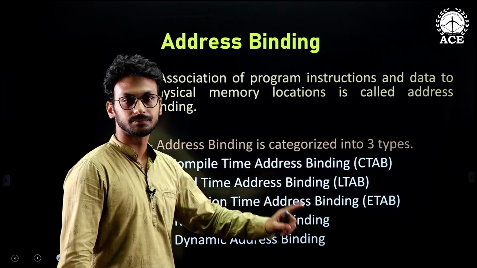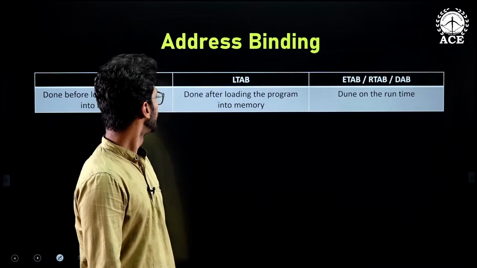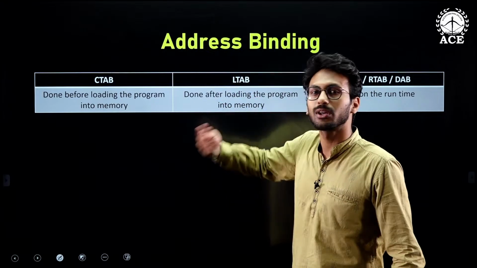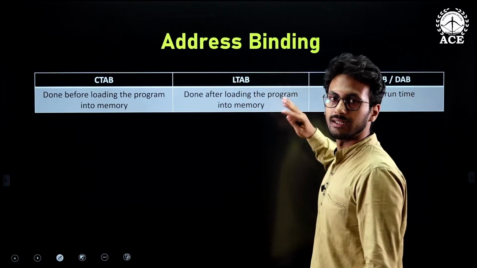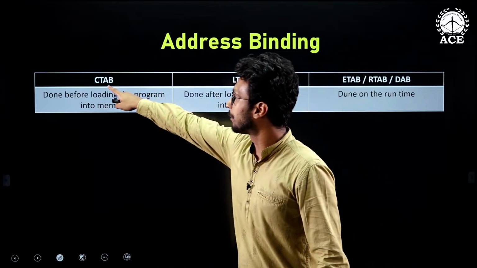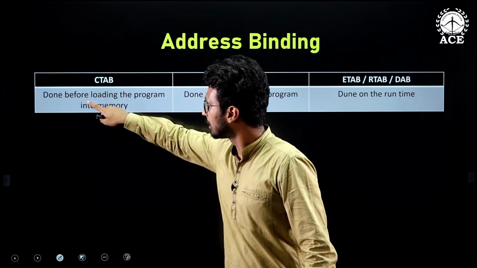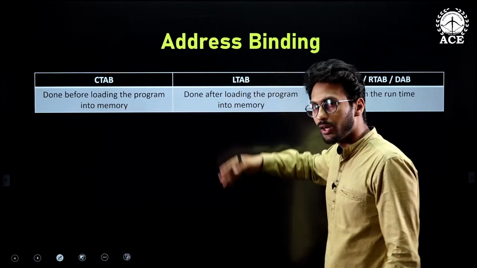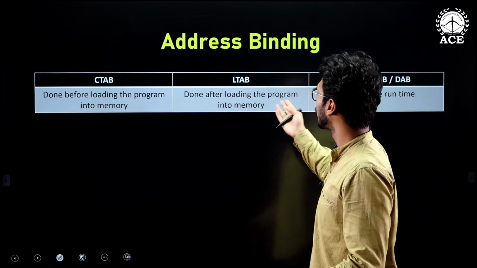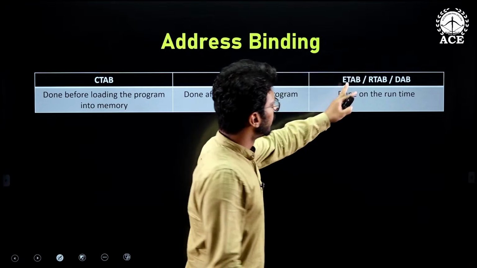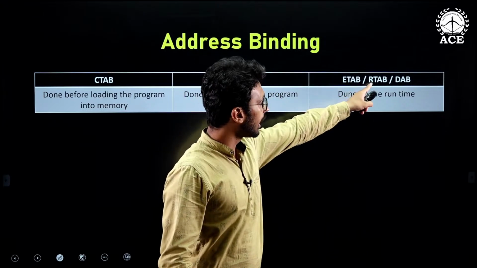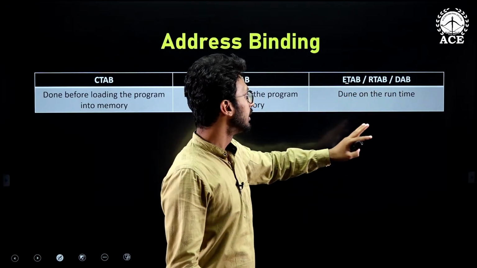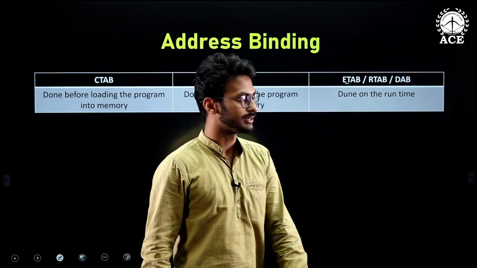Or dynamic address binding. Compile time address binding is very easy. It is done before loading the program into memory. Load time address binding is done after loading the program into memory, and while it is running, runtime address binding. So CTAB, compile time address binding, is done before the program is loaded into memory. Load time address binding, obviously, is done when it is loaded into memory, after loading. Next, ETAB, execution time address binding, or RTAB, runtime address binding, or DAB, dynamic address binding. All three indicate the same thing. It is done at runtime. That's it.